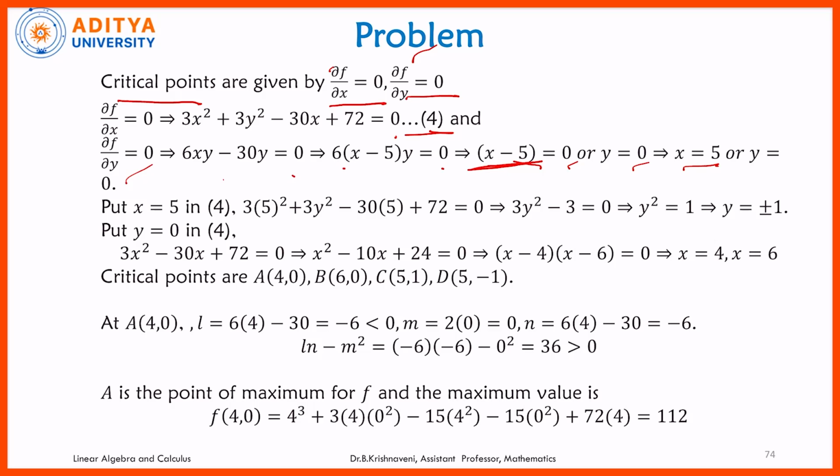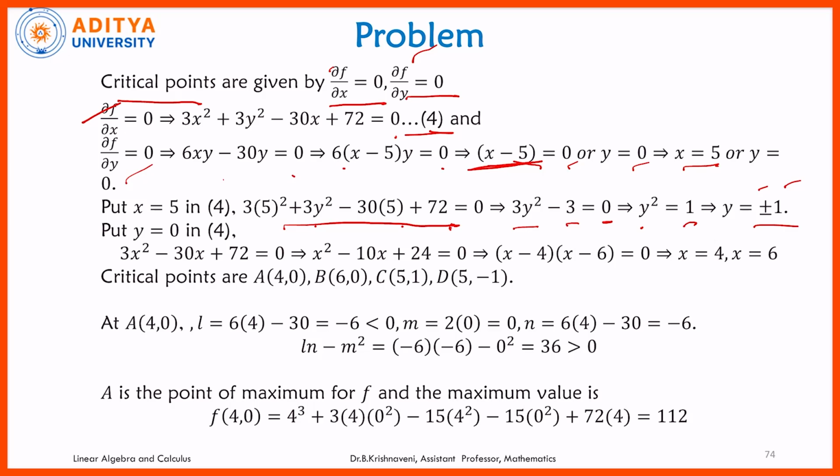Now, substitute x is equal to 5 in equation number 4. If you substitute x equal to 5 in equation number 4, 3 into 5 square plus 3 into y square minus 30 into 5 plus 72. Simplification, 3y square minus 3 is equal to 0. Further simplification, we get y square is equal to 1. Therefore, what is y equal to? Plus or minus 1. So, hence at x is 5, we got y is equal to minus 1 and plus 1.